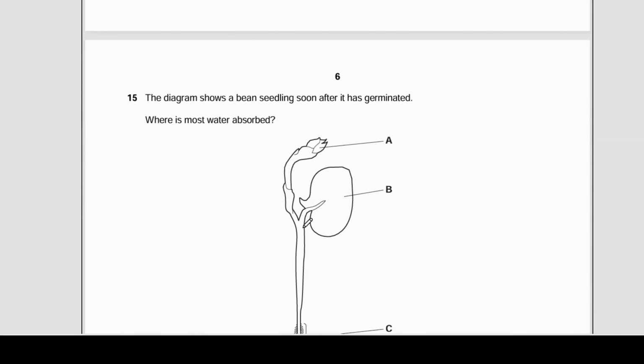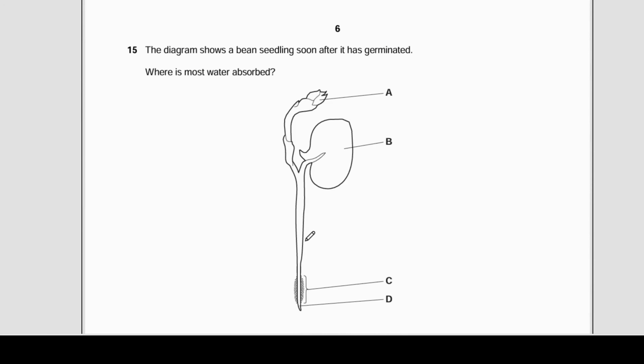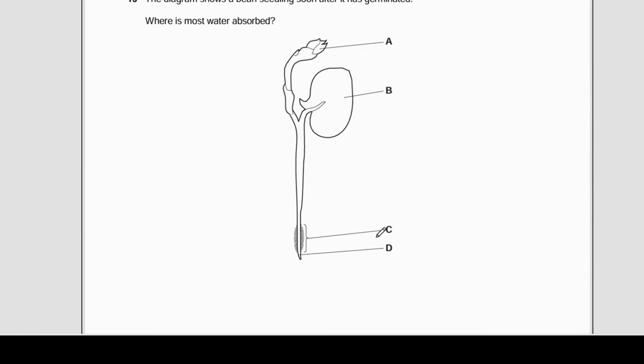Okay, the diagram shows a bean seedling soon after it has germinated. Where is water most absorbed? C, the root hairs. Okay.